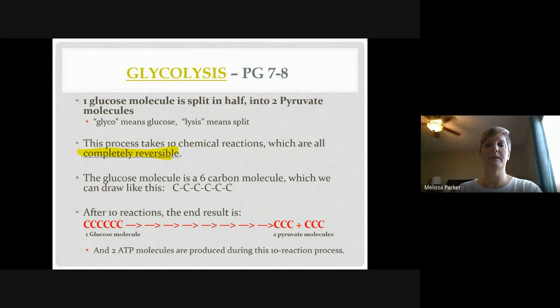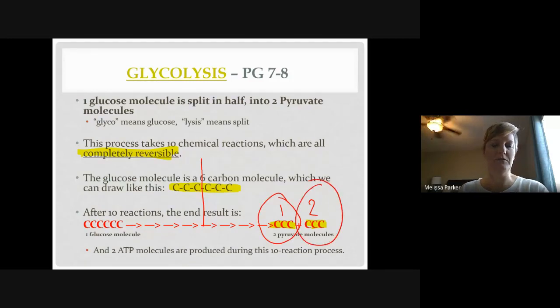And this is going to make sense in a minute because you're probably like, oh my gosh, I'm already lost. The glucose molecule is a 6-carbon molecule, which we draw like this. So you have 6 carbons that are like this. After 10 reactions, remember we talked about splitting this in half. That's what glycolysis is, splitting it in half. Now you end up with 2 pyruvates. There's 1 pyruvate here and 1 here, so you have a total of 2. So 2 ATP molecules are produced during this 10 reaction process.